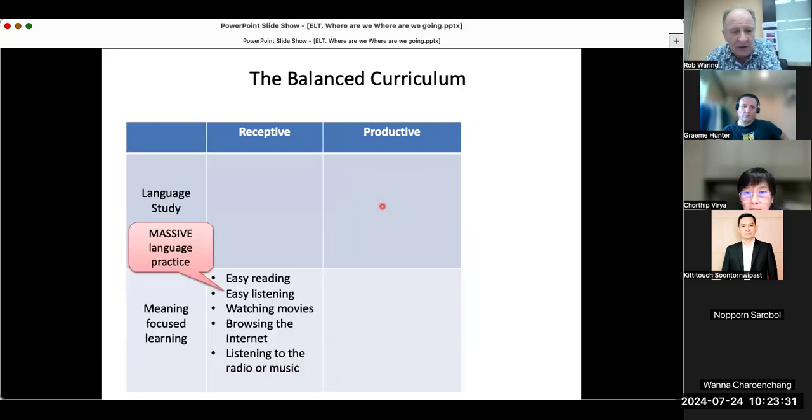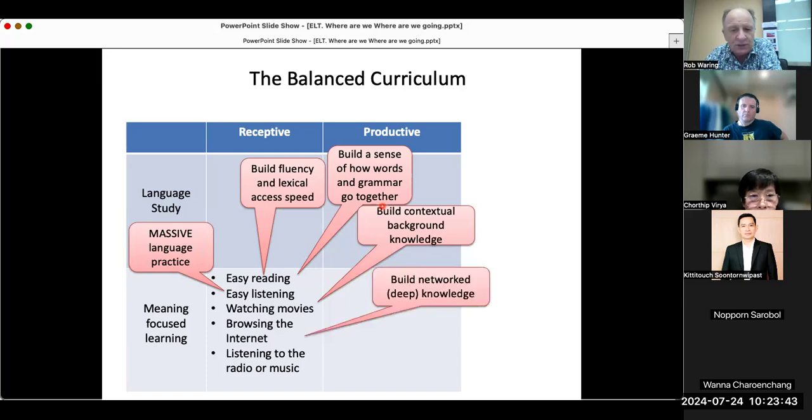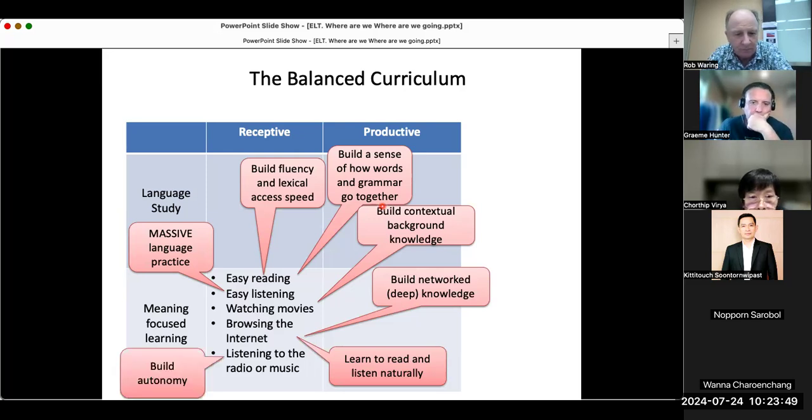Bottom left is about massive language input. It's about building fluency, lexical access speed, finding words quickly in your head. It's about building a sense of how words and grammar go together, building contextual knowledge, and building network knowledge, and learning to read and listen naturally as much as you can. And importantly, building autonomy, being able to learn to read and listen by yourself.